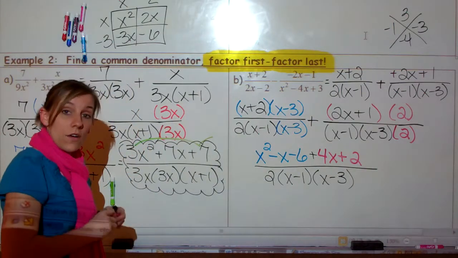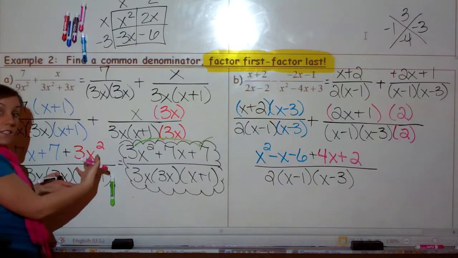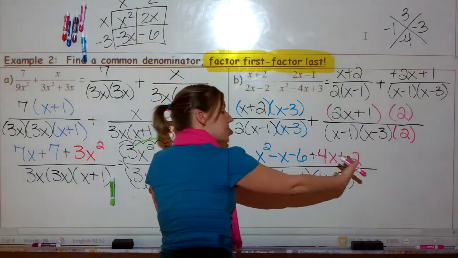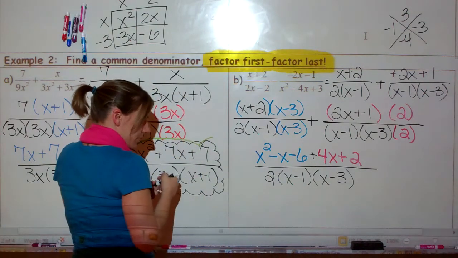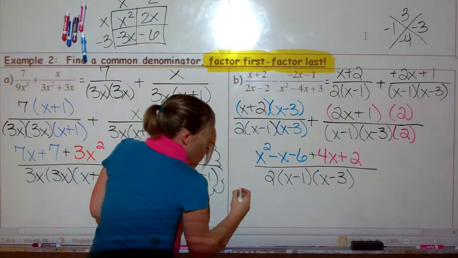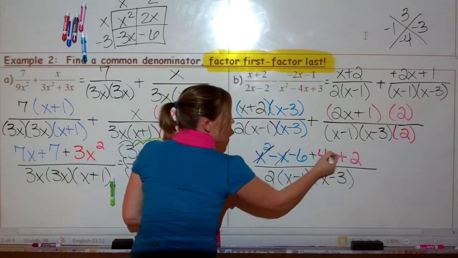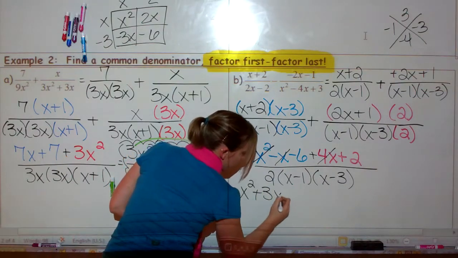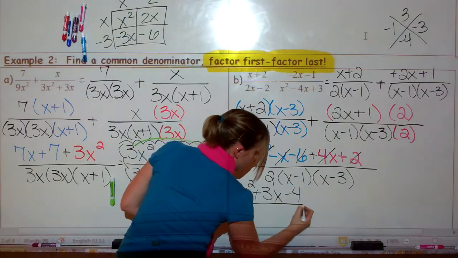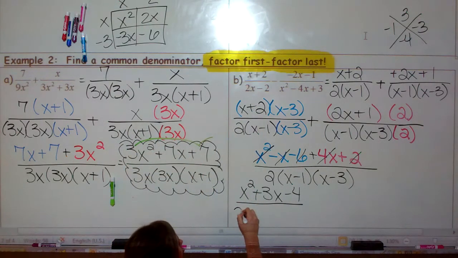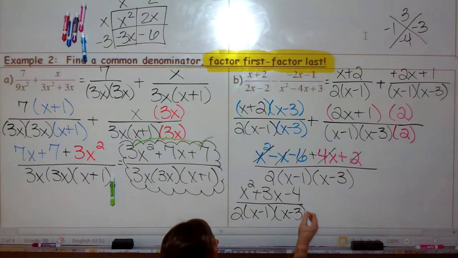All right, so then we combine our like terms. Kind of like here how we rearranged until we could factor. Same thing here. We need to combine our like terms and then see if we need to factor. So we combine our like terms. X squared is on its own. Negative x and 4x is plus 3x. Negative 6 and 2 is minus 4. Our denominator is still 2 times x minus 1, x minus 3.